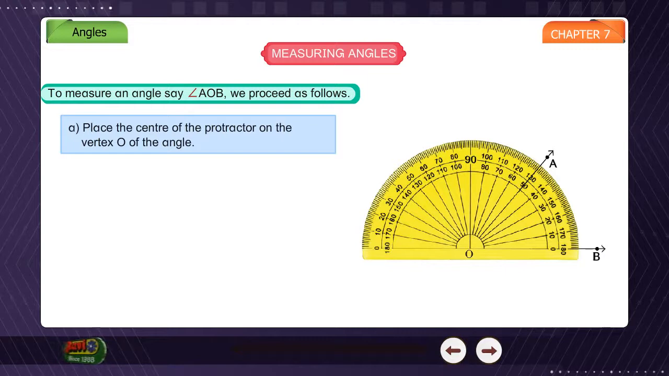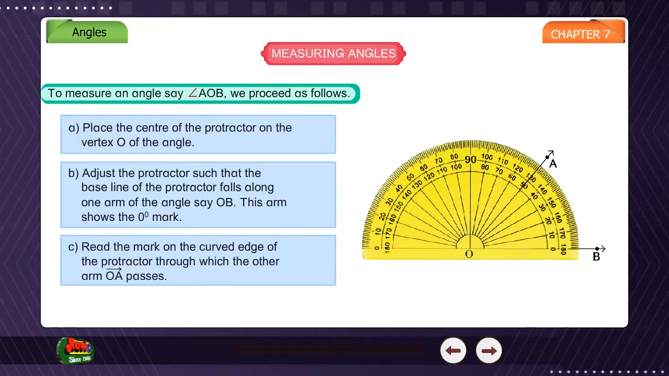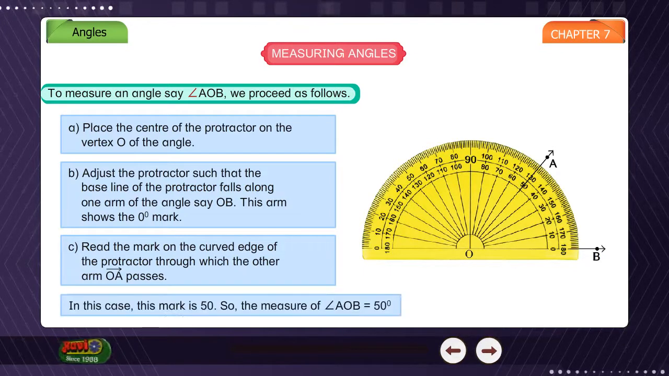A. Place the center of the protractor on the vertex O of the angle. B. Adjust the protractor such that the baseline of the protractor falls along one arm of the angle, say OB. This arm shows the 0° mark. C. Read the mark on the curved edge of the protractor through which the other arm OA passes. In this case, this mark is 50. So, the measure of angle AOB is equal to 50 degrees.